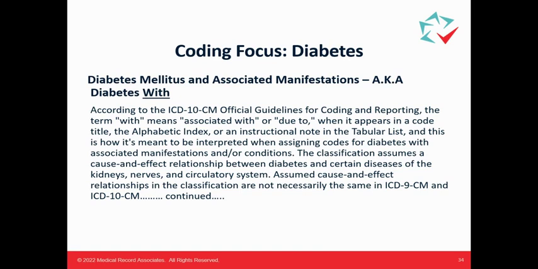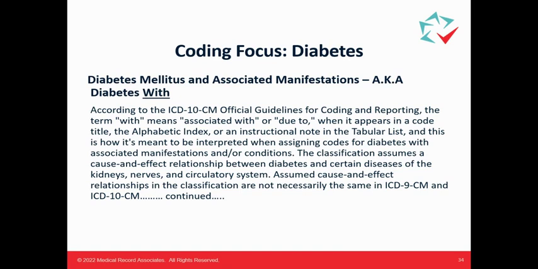the term with means associated with or due to when it appears in a code title, the alphabetic index, or in an instructional note in the tabular list. And this is how it's meant to be interpreted when assigning codes for diabetes with associated manifestations or conditions. The classification assumes a cause and effect relationship between diabetes and certain diseases of the kidneys, nerves, and circulatory system.